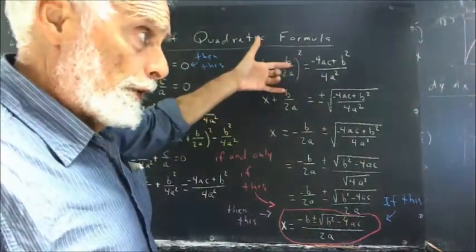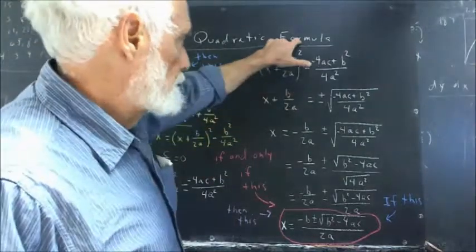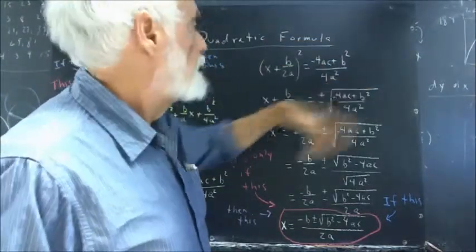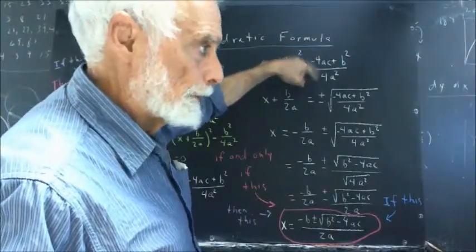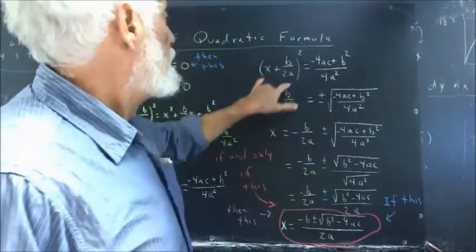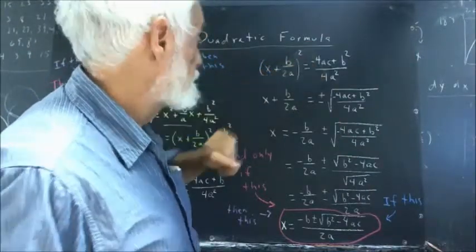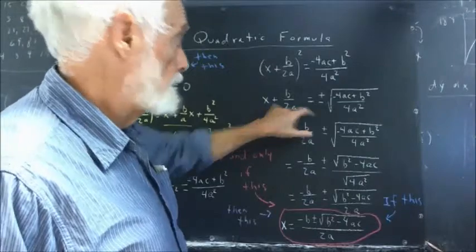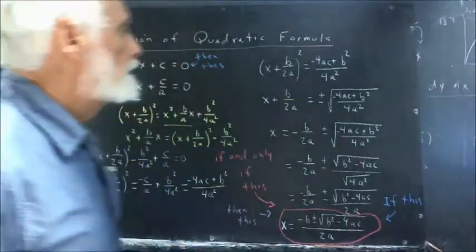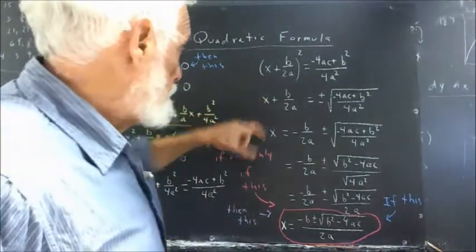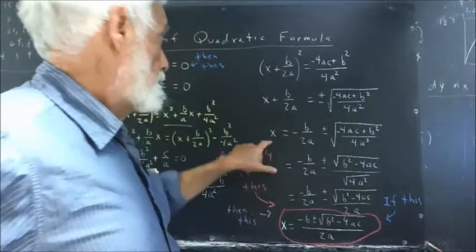And why would we do that? Well, we do that because we know that if we have the square of something equal to another expression, then that something is going to be plus or minus the square root of that other expression. So the quantity x plus b over 2a, squared, equals this, which means that x plus b over 2a is either plus or minus the square root of this thing. Okay, well, subtracting b over 2a from both sides, we get this.